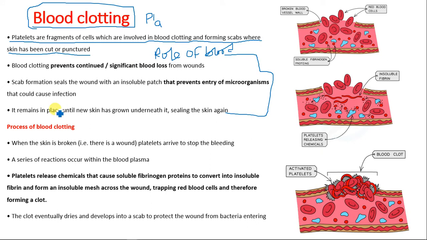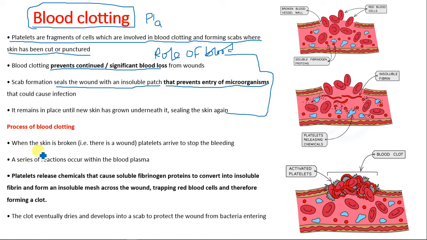So blood clotting helps to prevent continued loss of blood from the wound. The scab that is formed helps to seal the wound with an insoluble patch, and that helps to prevent the entry of microorganisms. So it helps to prevent continuous loss of blood, and it also helps to prevent entry of microorganisms. It remains in place until new skin has grown underneath, sealing the skin again.